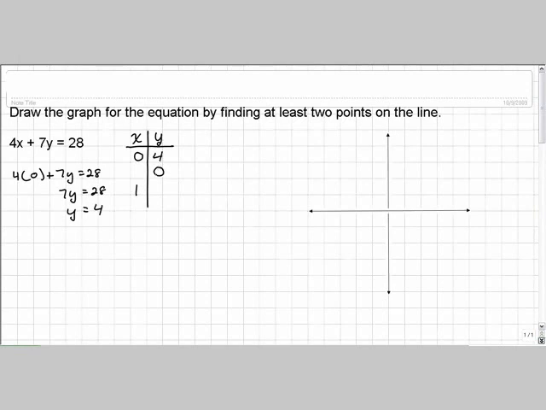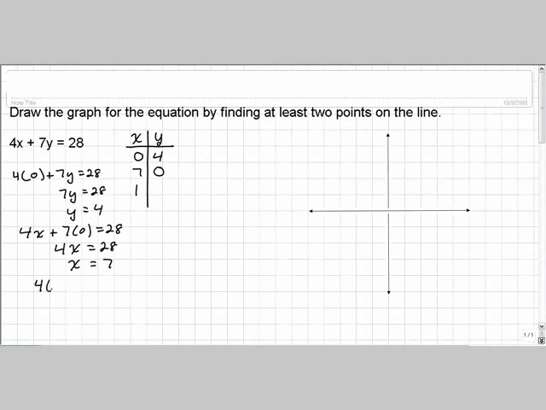Now when I plug 0 in for the y coordinate, I get 4x plus 7 times 0 equals 28, which is just 4x equals 28, and dividing by 4 gives us x equals 7. And finally, to find the third point, I'm going to plug the 1 in place of x.